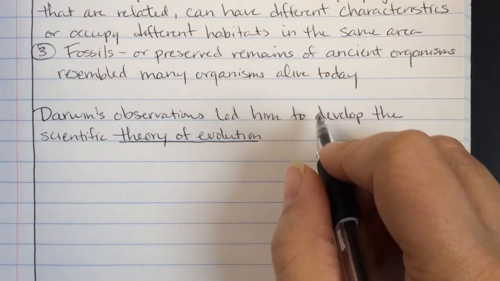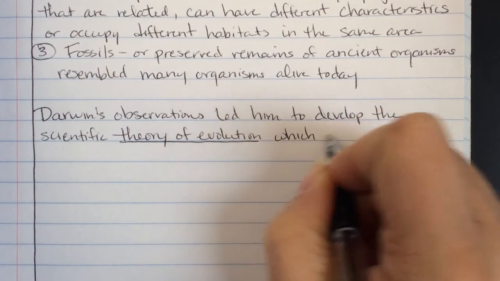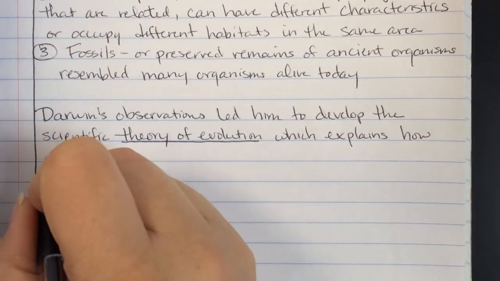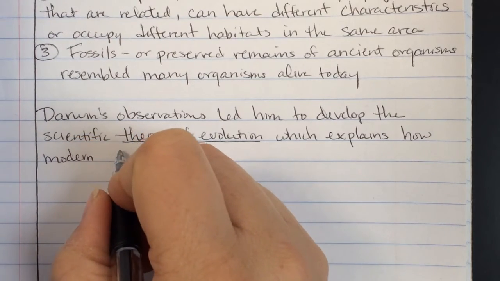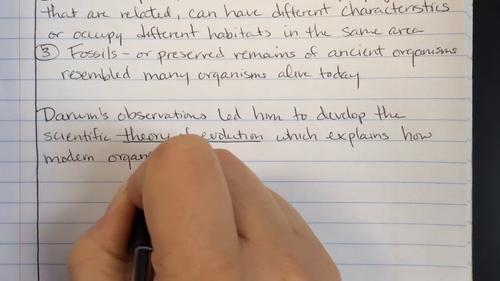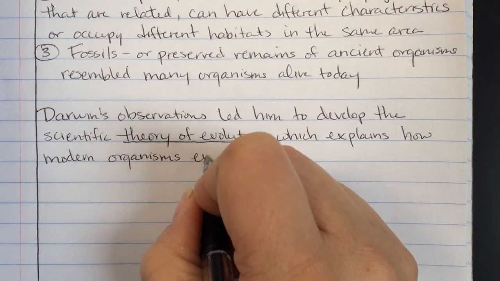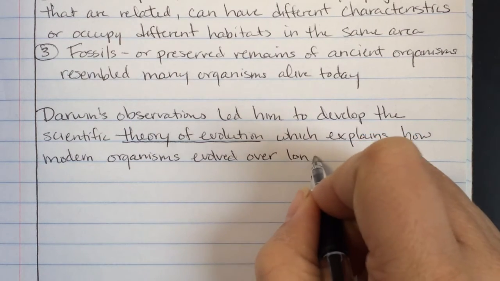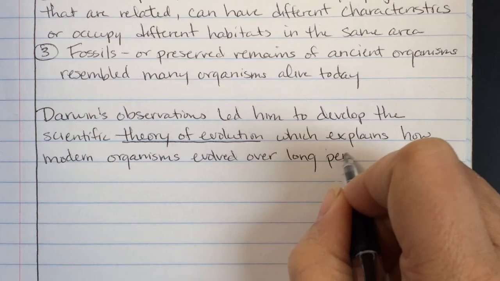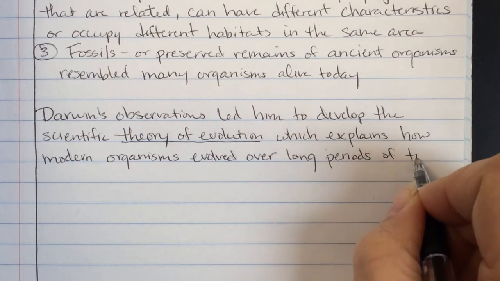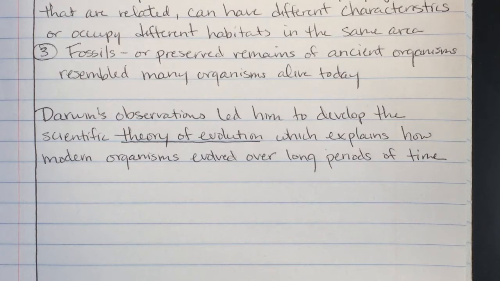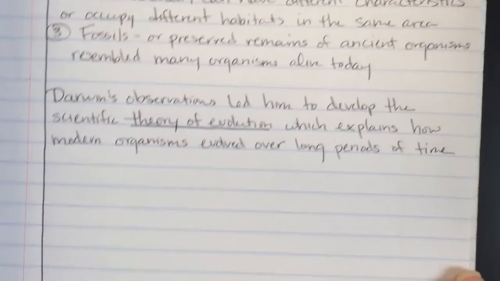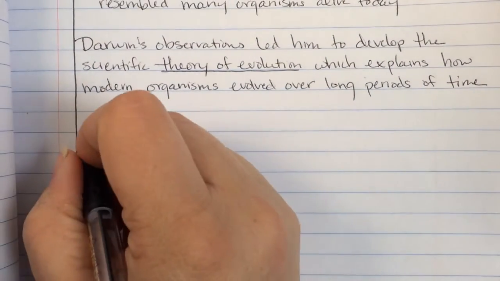So his theory of evolution, which explains how modern organisms, that's what we see today, evolved over long periods of time. And so when he was doing this, he kind of noted two big things. One is adaptations.